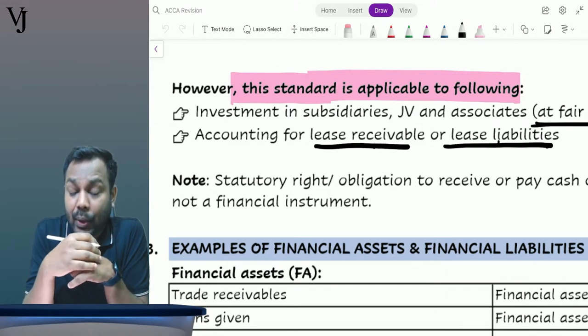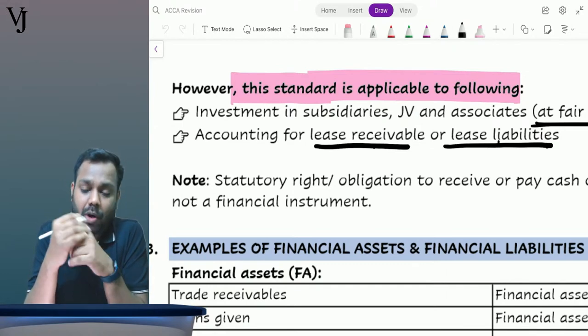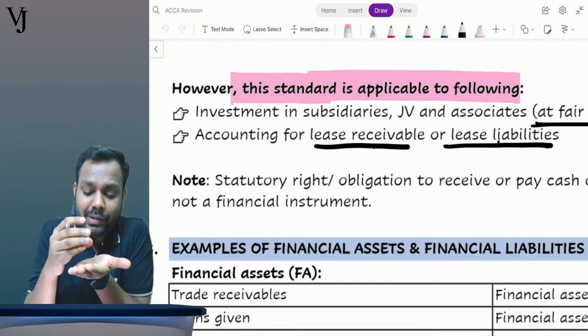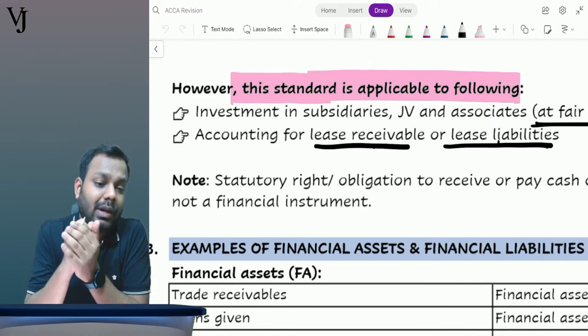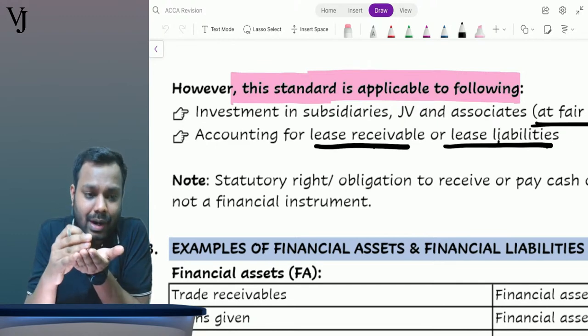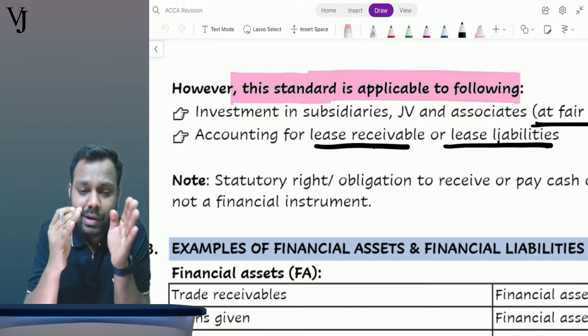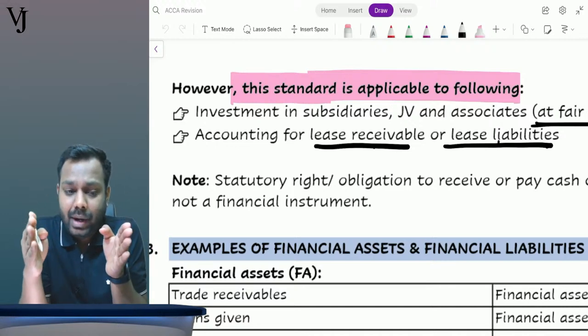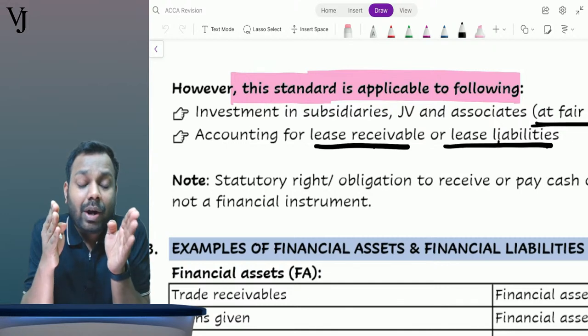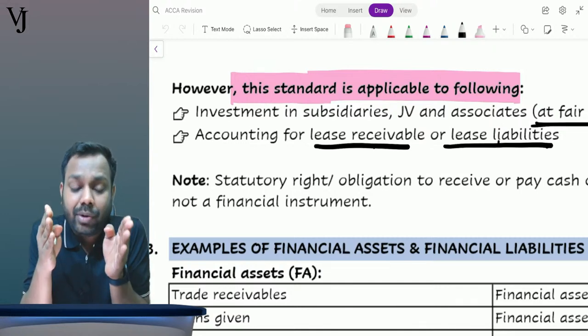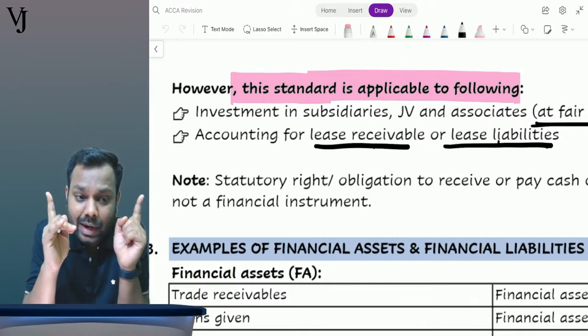The answer is no. Why? Because there is no contract between the general public and the government, right? So what happens here, since there is no contract between the general public and the government, this is not a contractual obligation, this is a statutory obligation.